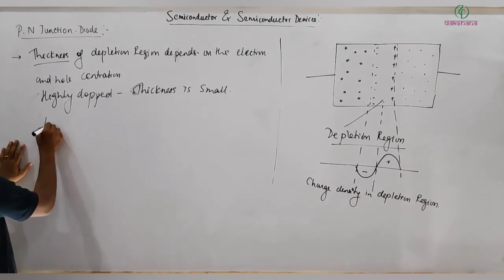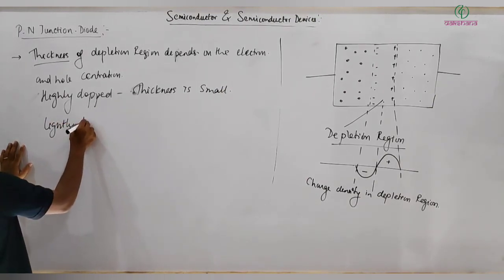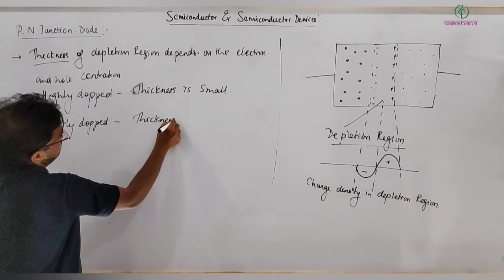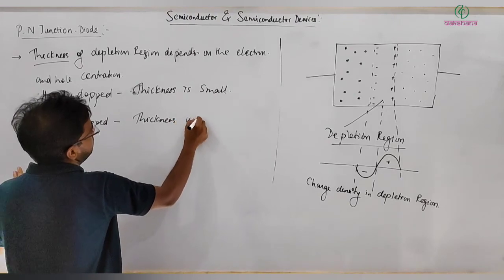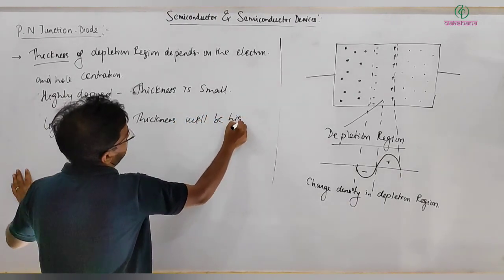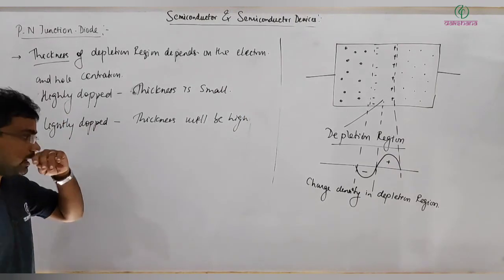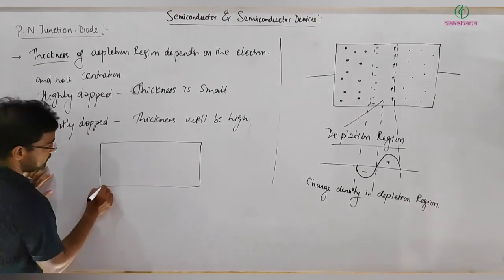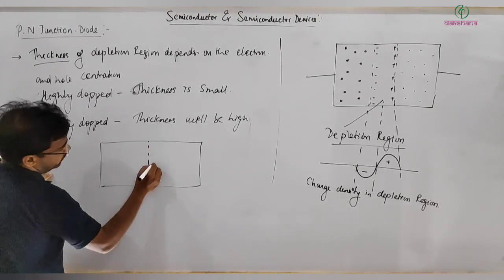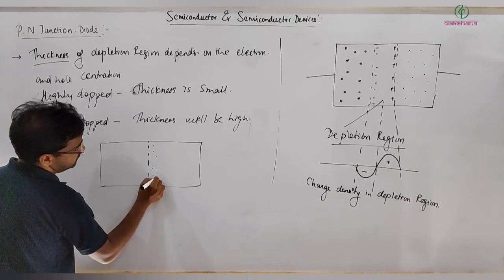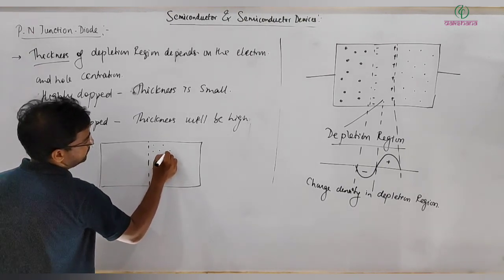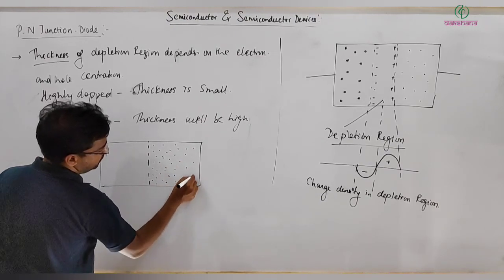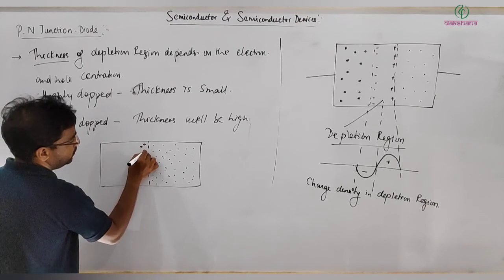And here you can write lightly doped. In this case the thickness of the depletion region will be high, right? We can understand why this happened. So when the concentration is very high, like this, on this side, and here holes.